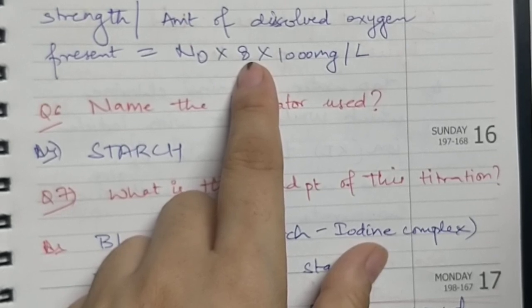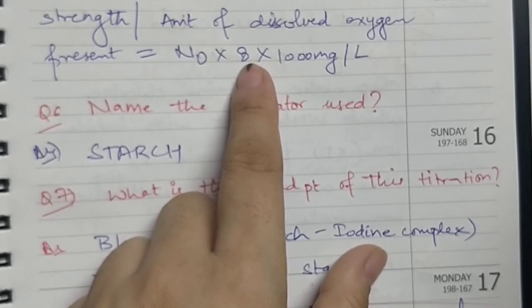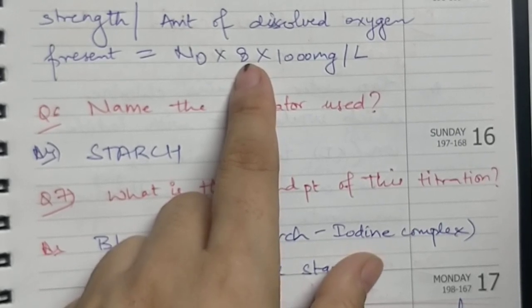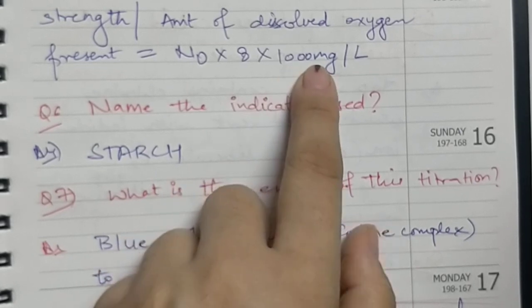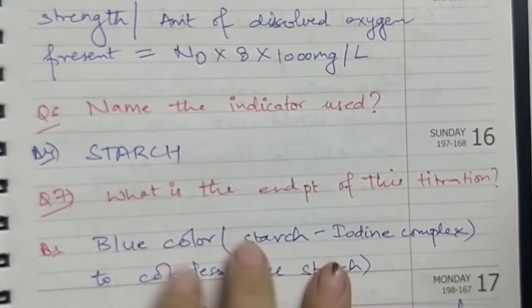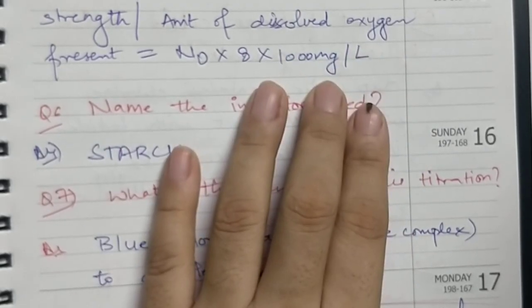As you have seen, only one atom of oxygen is being consumed in 1 molecule of MnOOH whole twice. So you will be using 8 grams into 1000 to convert it into mg per liter. Right, class? So this is the way the amount of dissolved oxygen can be calculated.